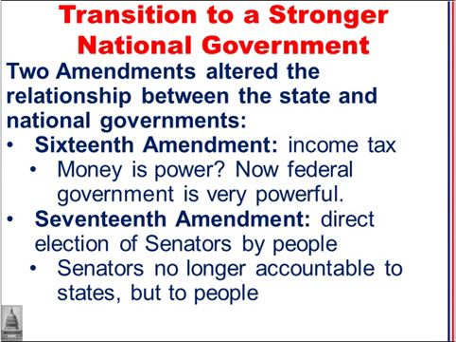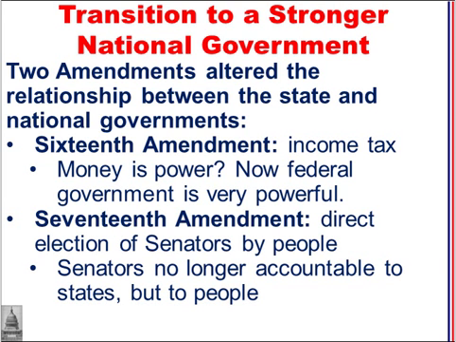Now we're going to look at a transition into a stronger national government. Two amendments altered the relationship between national and state governments. The 16th Amendment, which enacted a national income tax, had been found unconstitutional in 1895. This gave the federal government access to almost unlimited revenue, so now the national government is very powerful. And if money is power, the federal government is now very powerful. They could enter policy areas now where the national government previously had little funds to spend.